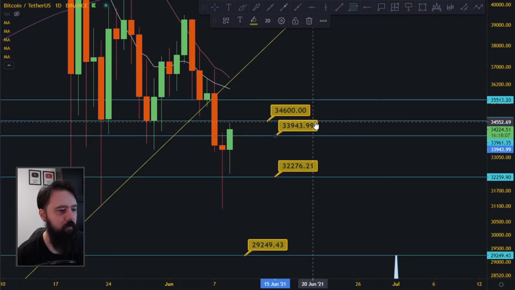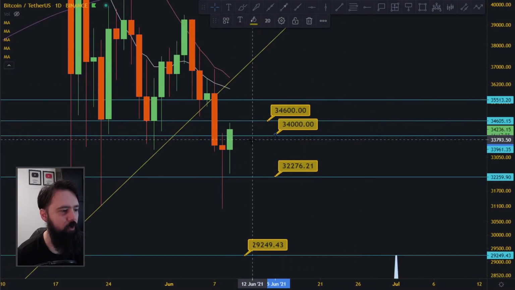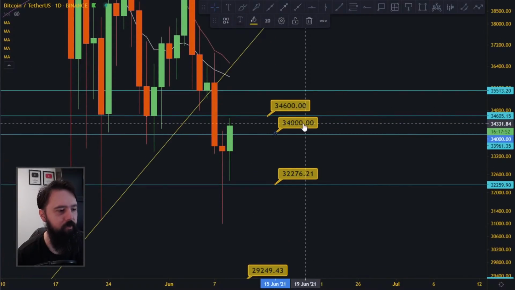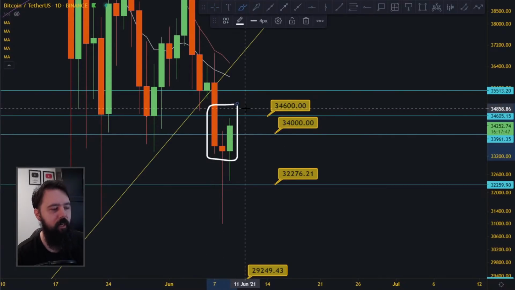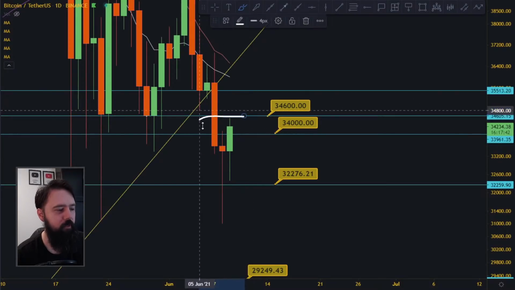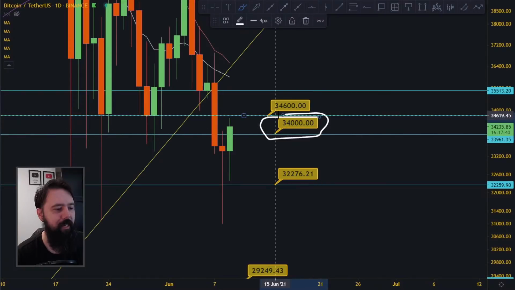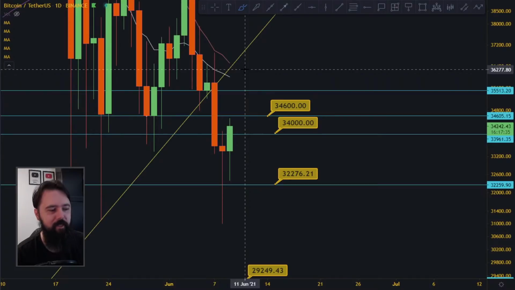where is it? Yeah, 33,950. Let's just say 34,000. So we have to close above 34,000 if we want this to be a morning star doji bullish reversal pattern. We want this morning star doji to play out, and for it to play out we have to close on the daily above 34,000. So you can see already that there are certain levels that we have to break. There are certain things that have to happen, and we are nowhere near there right now.